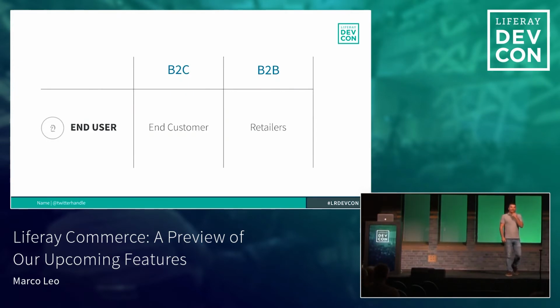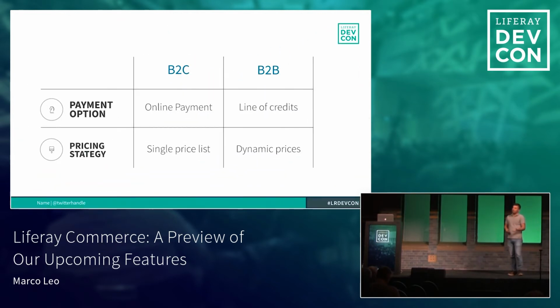The first thing that comes out is the end user. Of course, in a B2C scenario, the end user is the customer itself, while in B2B it can be retailers or distributors. But take payment options: when you are buying through the internet, like on Amazon, you are used to paying directly using credit cards. While in a B2B scenario, usually there are lines of credit or even bank transfers. There is no direct payment because the company is registered in the organization itself.